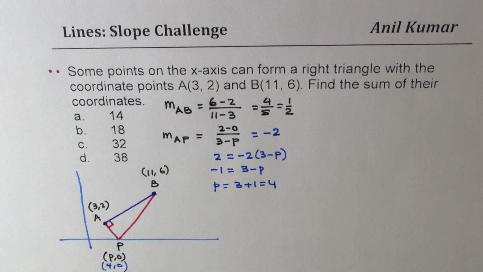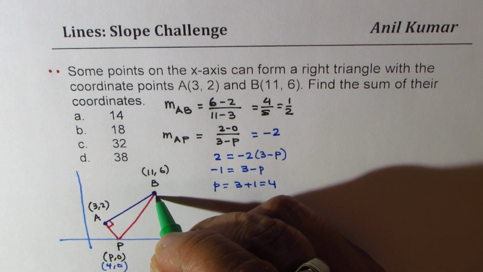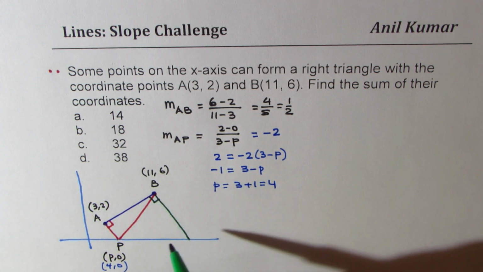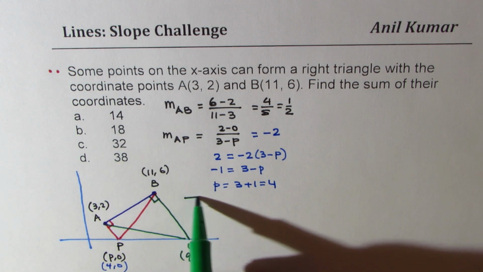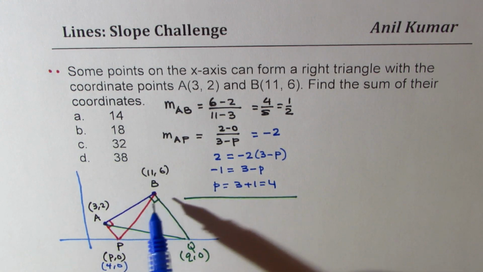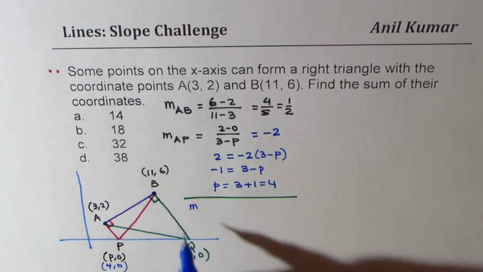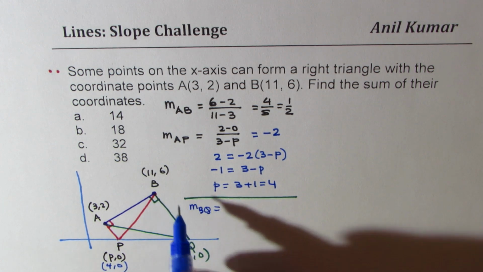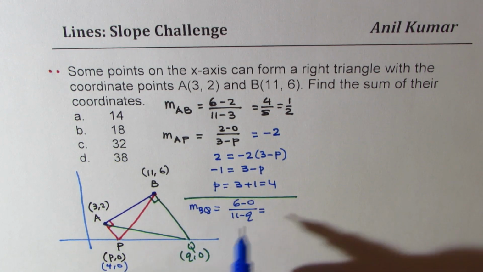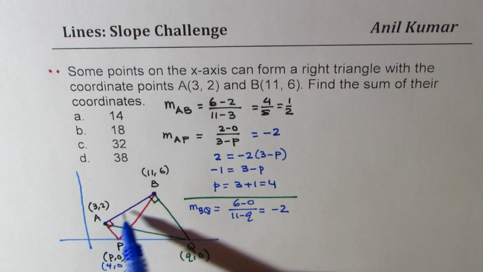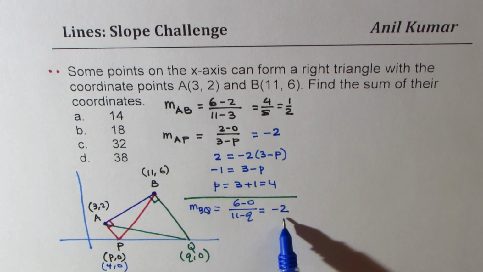Okay. Now, let's look into the line which is perpendicular to AB, but this time it makes a right angle at B. Let's say this one. So we are not talking about that triangle. Let's call this point Q, so I'll call this point Q, 0. Now to find Q, what should I do? Again, I'll find the slope of BQ, which is equal to 6 minus 0 divided by 11 minus Q. And that should also be equal to minus 2, correct? Since the slope of AB is half, the negative reciprocal is minus 2, right?